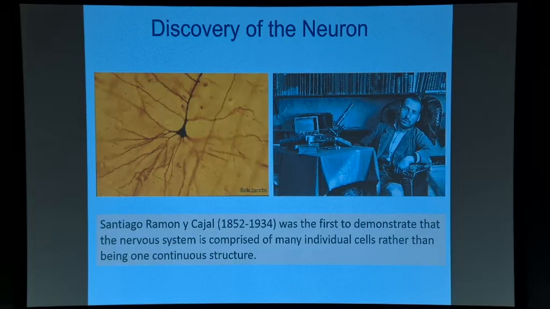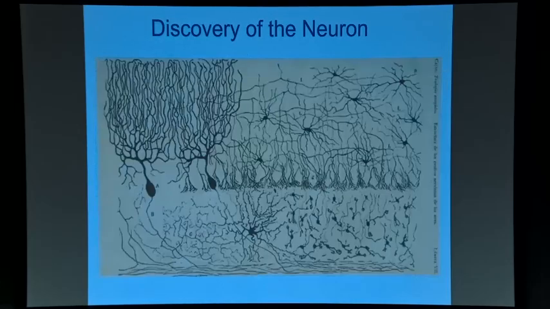This is a drawing that Cajal made of some of the neurons that he saw through his microscope. And you can see immediately that there's diversity here, that different neurons can be different sizes, they can be different shapes, and so on. But we'll see in a moment that despite that diversity, there's still a common basic structure that most neurons have, which relates to the way that they function.